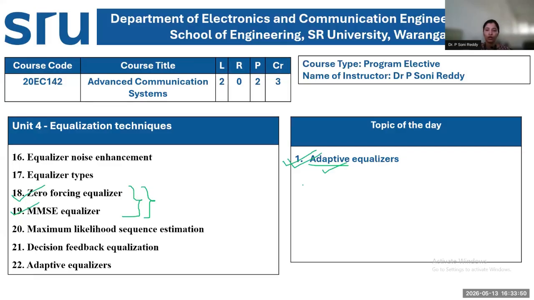Okay, so this is all that is there for today's class. In my next class, I will discuss adaptive equalizers, the types of adaptive equalizers, and the advantages or comparison of all the different types of linear equalizers. Then we will go to non-linear equalizers, and then we will compare the different types of non-linear equalizers as well.